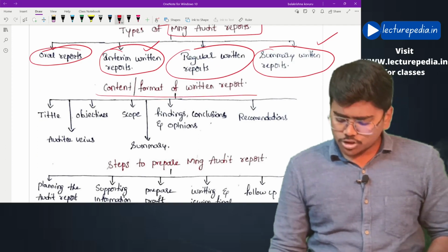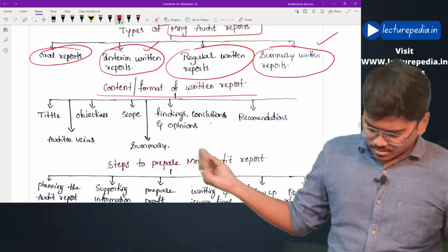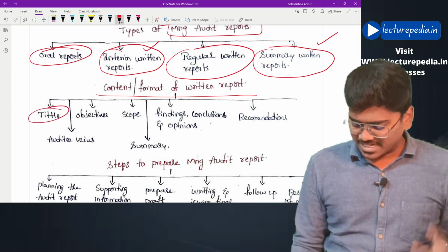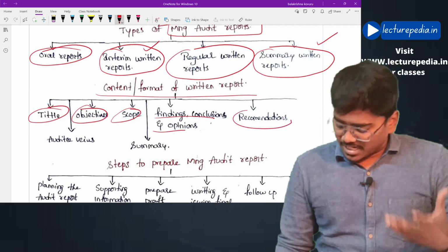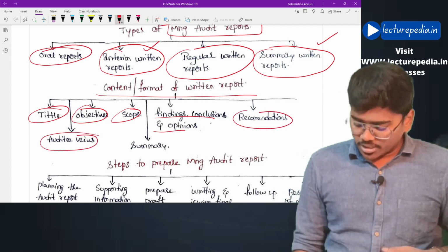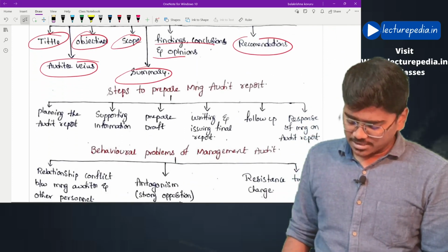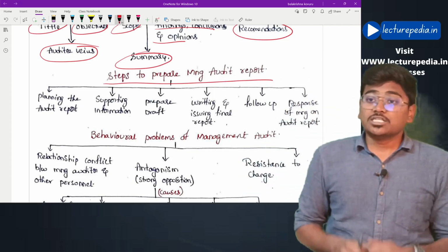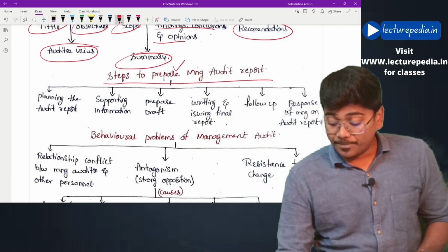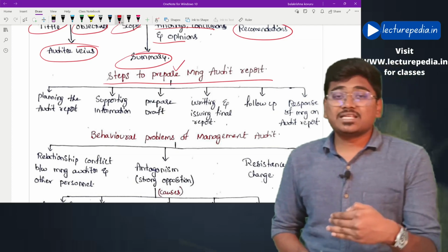Next, what should be the content or format of the audit report? This is a general concept. First of all, there will be the title, next objectives, scope, findings that have been made by the auditor, what are the recommendations, and what are the audit views, and finally the summary. This is a regular format. Next, steps to prepare management audit report. What are the steps that are involved in preparing the audit report?